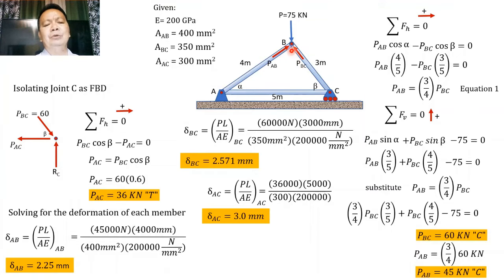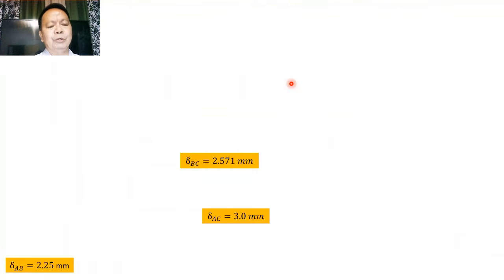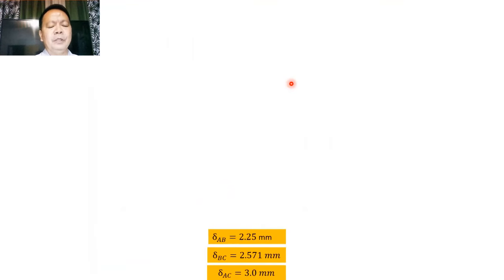For us to be able to imagine how B will be moving, let us try to show it one by one, with some kind of animation. Let us consider all these deformations: the deformation of AB of 2.25, the deformation of BC of 2.571, and the deformation of AC of 3 millimeters. Knowing that AB is in compression, it will be shortening. BC is also in compression, therefore BC will be shortened by this amount, while AC is subjected to tension, therefore there is an elongation of the member AC.